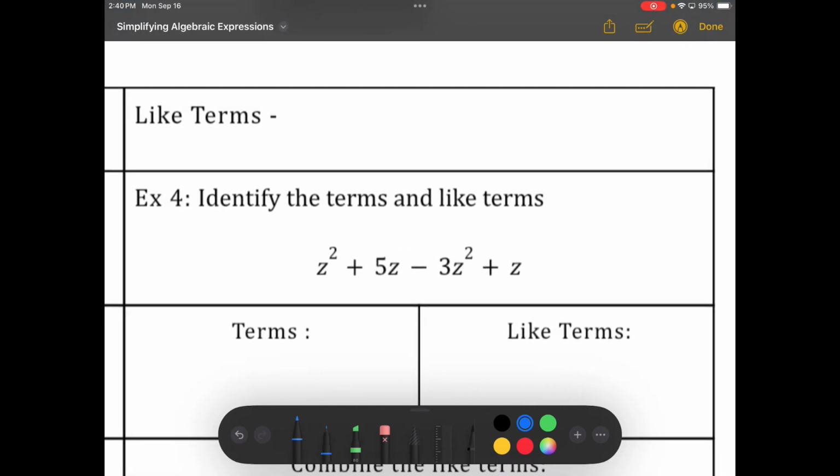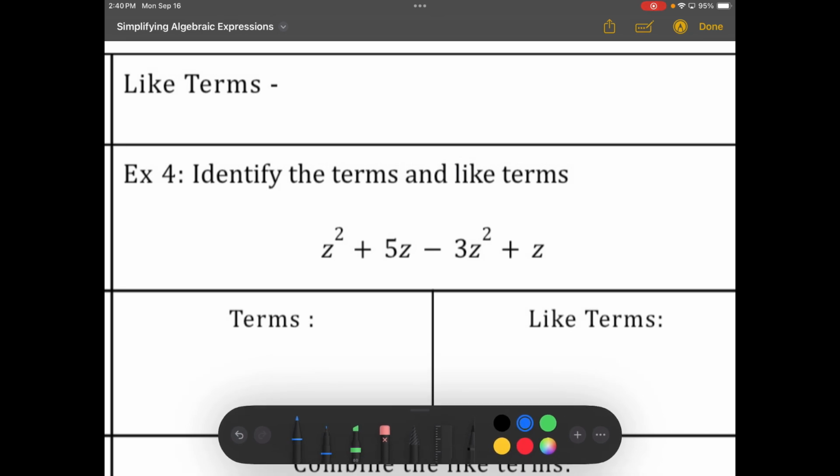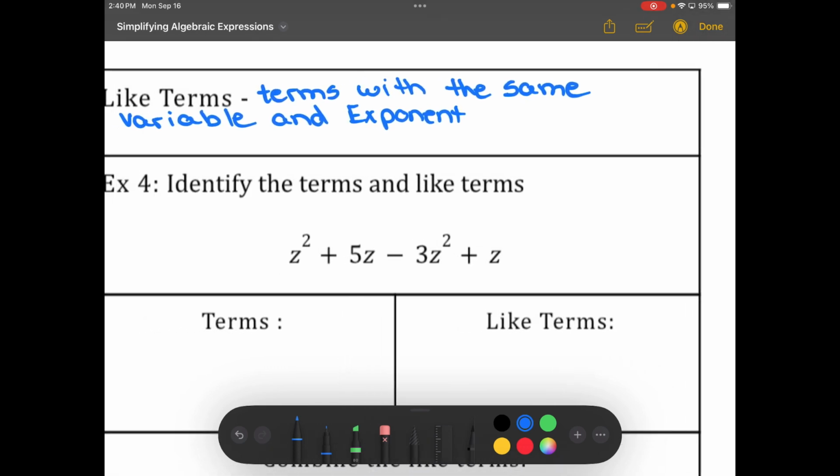Next one, like terms. How can you determine what's alike? So here, what are like terms? They are terms with the same variable and exponent. I'm going to give you guys a very simple example. 2x squared and 3x squared. What makes these alike is the x squared. They both have an x and they both have the squared. Same variable and exponent. The coefficients, those don't have to be the same. Just the variable, just the exponent.